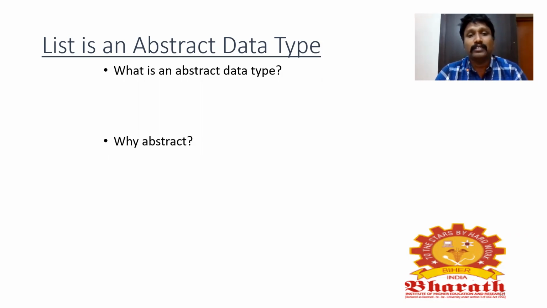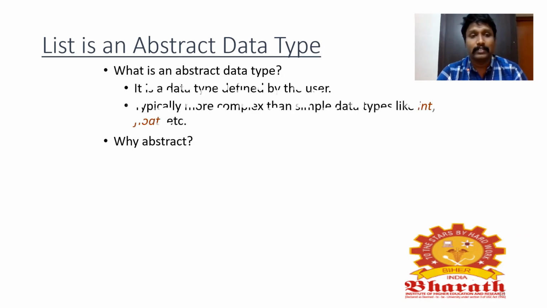So now we'll see what an abstract data type is. Very simple. It is a data type defined by the user. What are the types defined by the language? Int. What is int? Integer. Only numbers come under integer. Float: decimal values come under float. Character: letters, names and other things come under character. An abstract data type is typically more complex than simple data types like int, float, etc. So that is about the abstract data type.